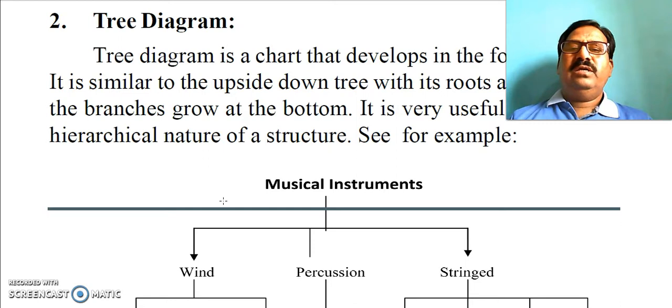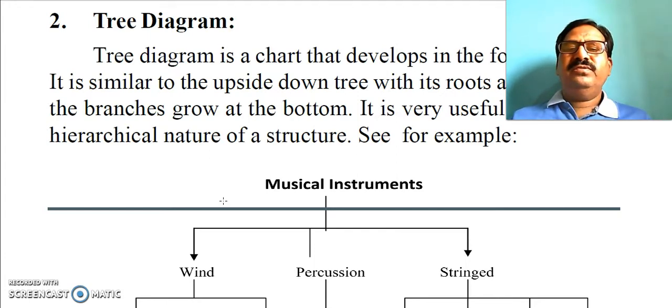In the last lecture, we had discussed how to present information in a tree diagram. Here in this lecture, we are going to discuss how the information can be presented in a tree diagram. A tree diagram is nothing but a chart that shows the branches of the tree, but the branches of the tree are growing upside down and the roots are at the top of this diagram.